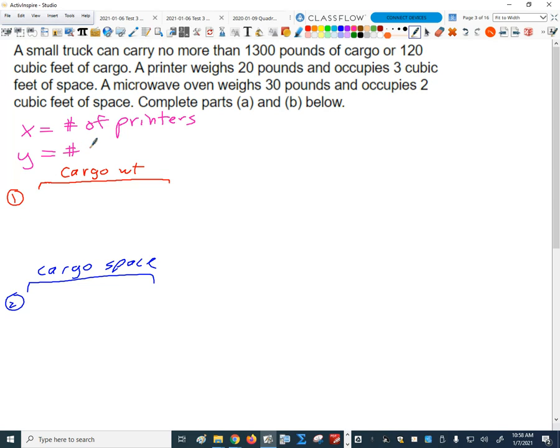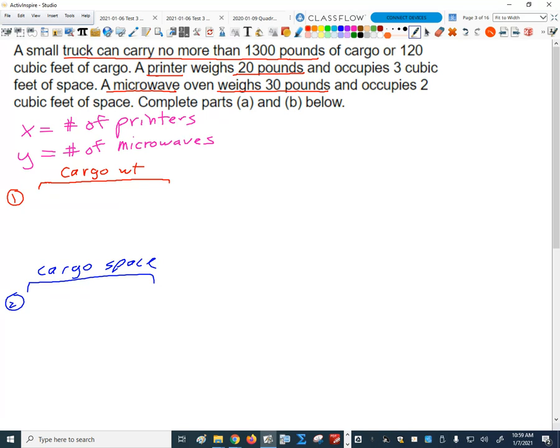And y is the number of microwaves, okay? So in terms of the number of printers and the number of microwaves, how are we going to make some statement up here that says that the weight of all the cargo that the truck is transporting is no more than 1,300 pounds if we know that a printer weighs 20 pounds and a microwave weighs 30 pounds? How could we maybe come up with that, Tony?